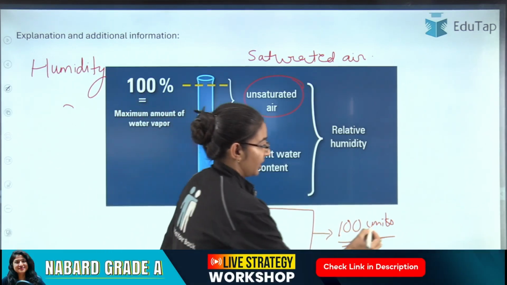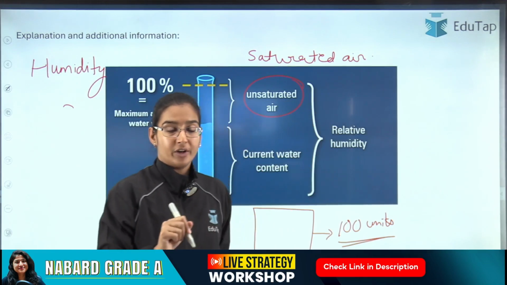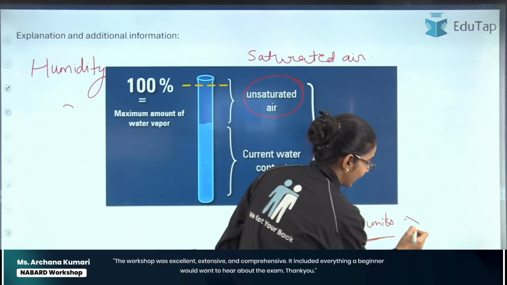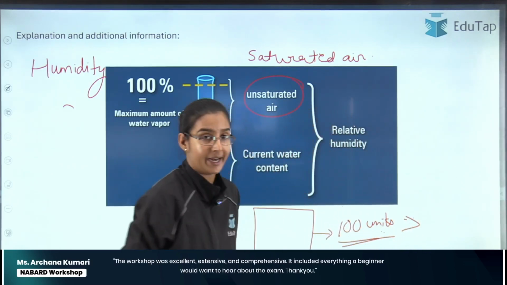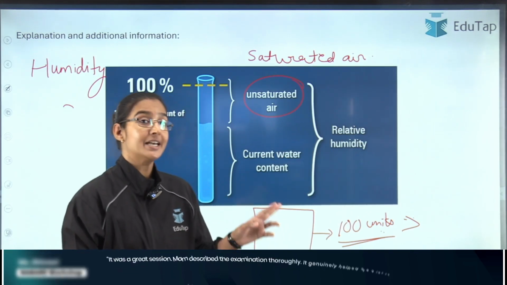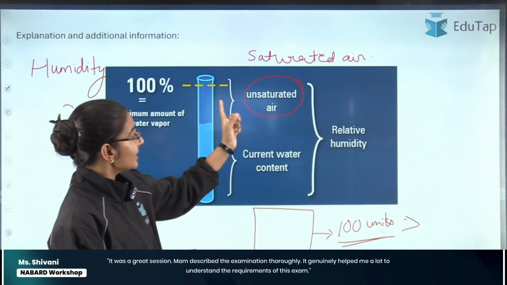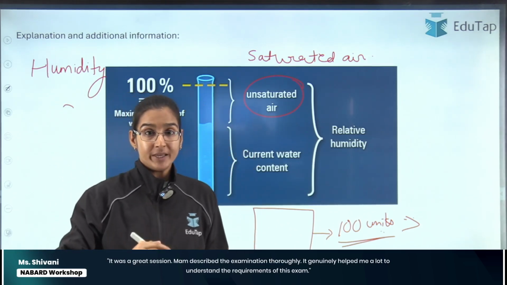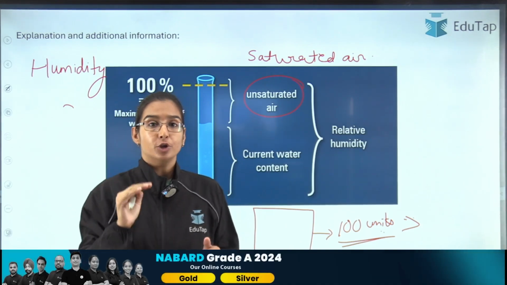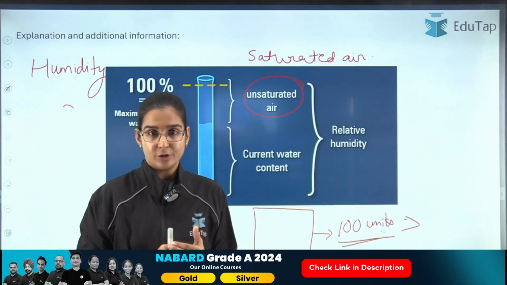Now if the amount of water vapor which is actually present in the air is anything less than 100 units, right? If the actual amount of water vapor is less than 100 units, then that air will be known as unsaturated air, right? Which means that till now it has not reached its maximum capacity, right? So that is known as the unsaturated air.